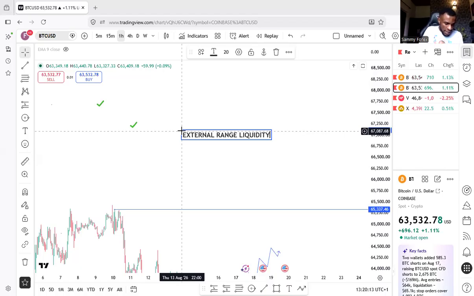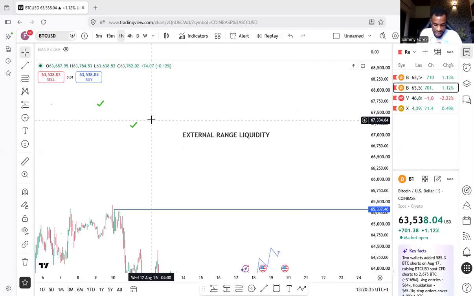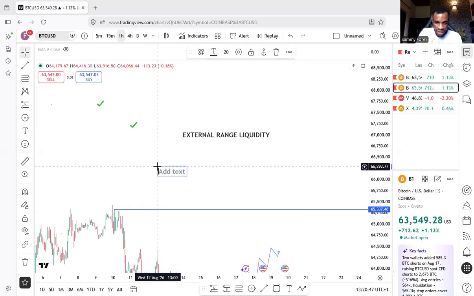External range liquidity. The liquidity is before the order block. Now, what is external range liquidity? He said this is a liquidity located outside the current trading range or structure. I don't need to explain liquidity.